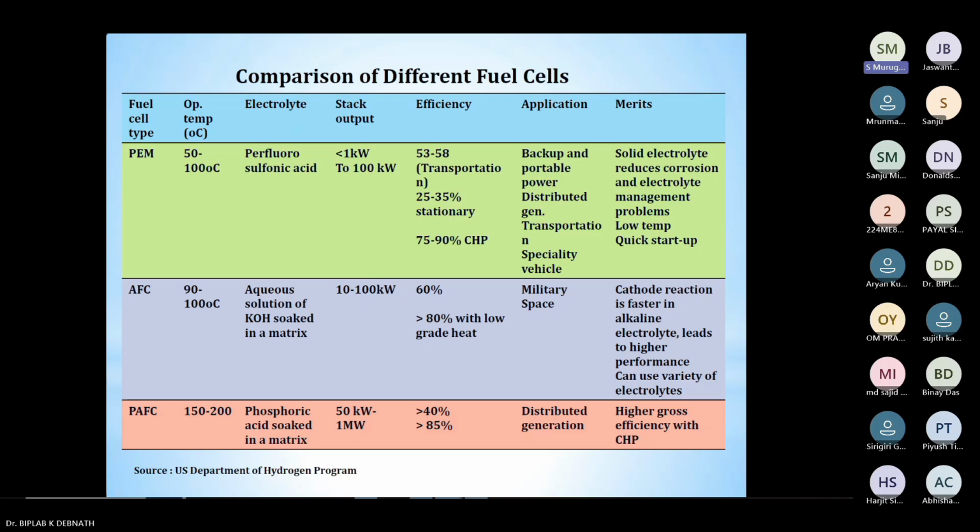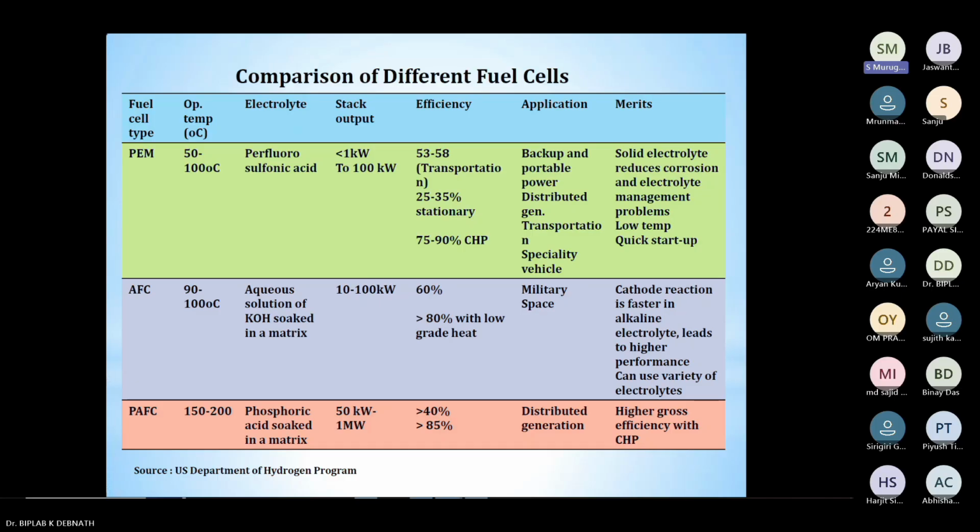Alkaline, AFC, is next. Of course, the temperature range I told in the previous slide itself. What kind of electrolyte is used here? It's an aqueous solution of potassium hydroxide soaked in a matrix. And the stack power output is shown, already I told in the previous slide.